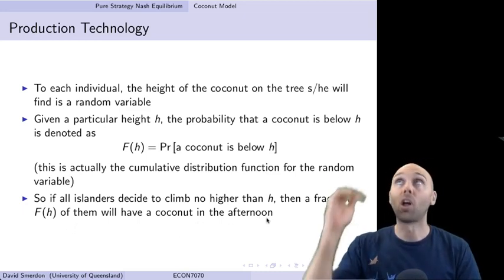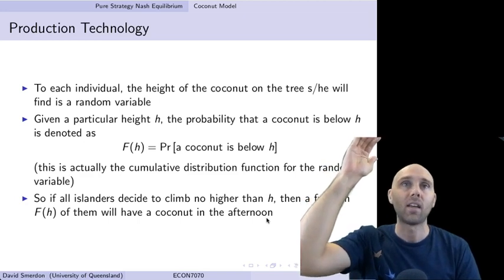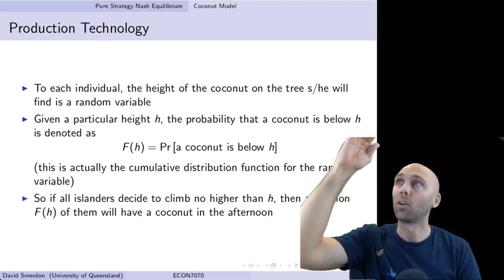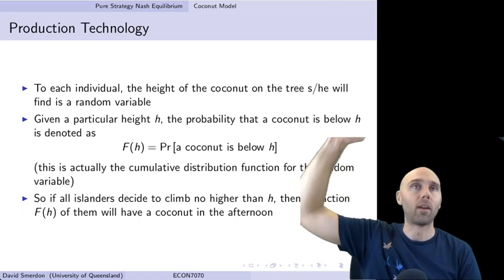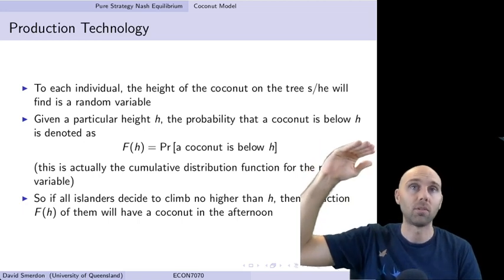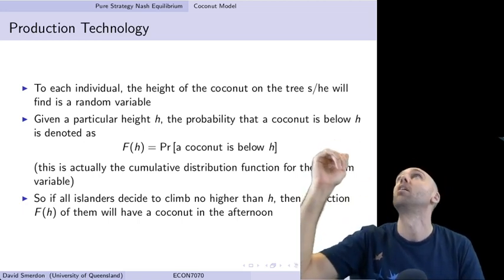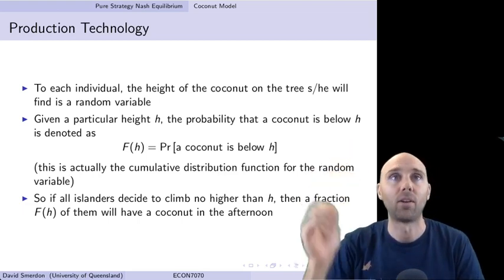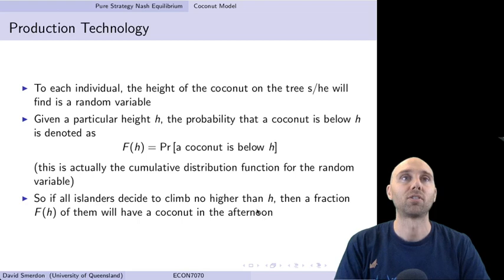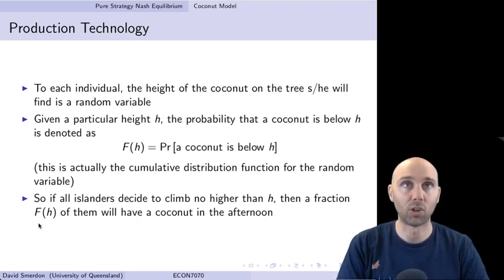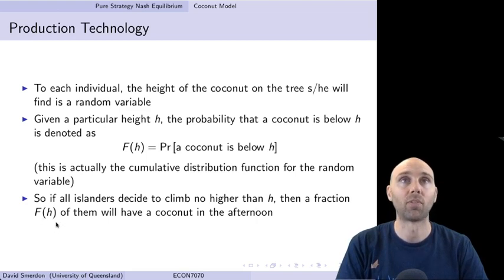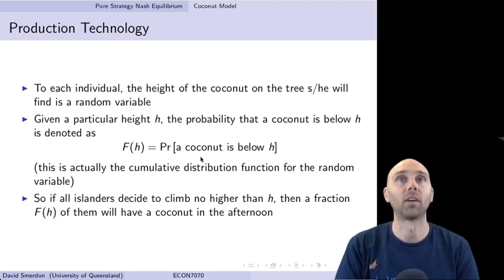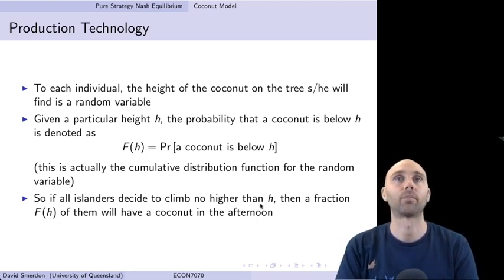So you climb up to the height that's there, and for those who find a coconut somewhere on their path to where they climb to, they've got the coconut. For the rest, where the coconut is higher than that H, they're not going to get a coconut. So the fraction who are actually getting a coconut then is this cumulative distribution function, which reflects the probability that their coconut was below that H.